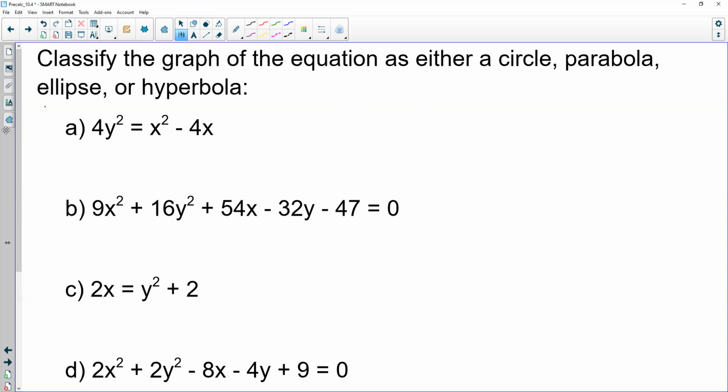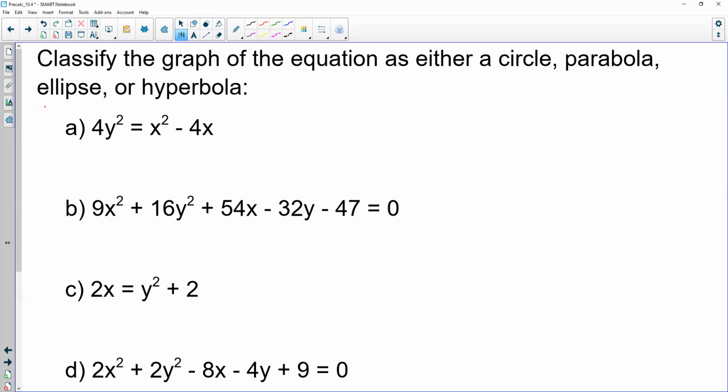So let's look at equation A. Notice that both the x's and the y's are squared. So it's not a parabola, because we know a parabola only has one variable squared. So we can eliminate parabola. Now, in all of the other conic sections, the x squareds and the y squareds are on the same side. So if we subtract 4y squared from both sides, we get an equation that looks like this.